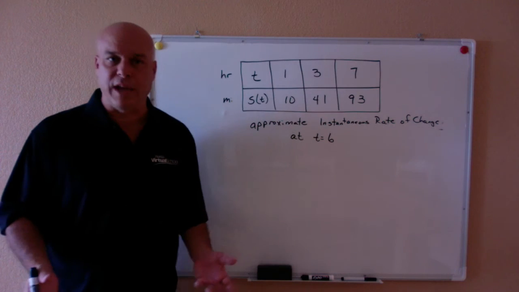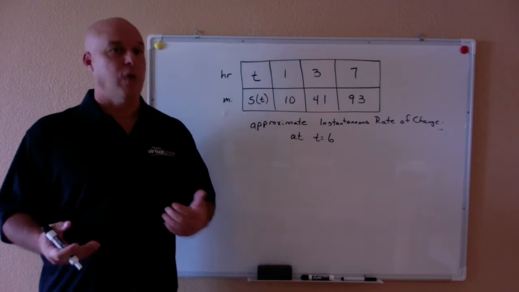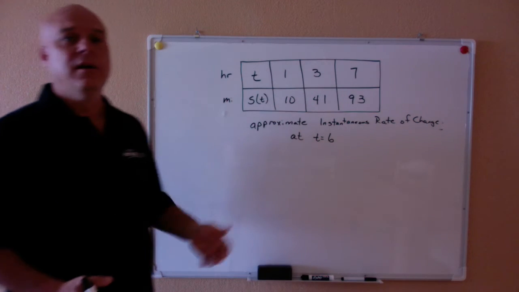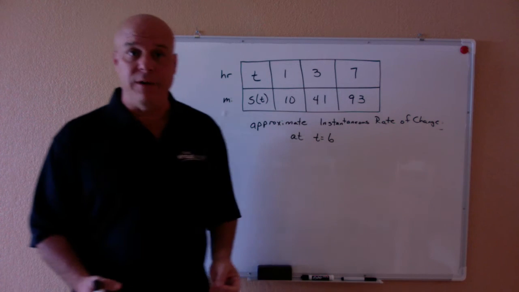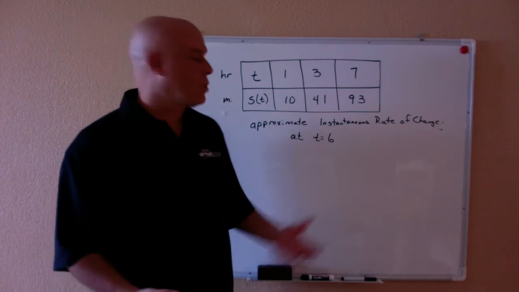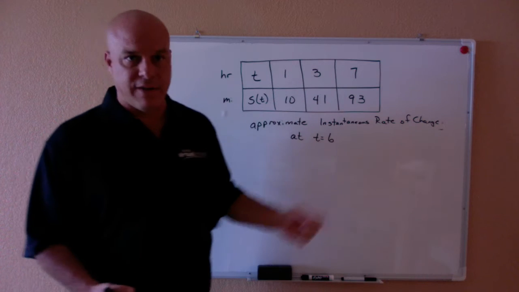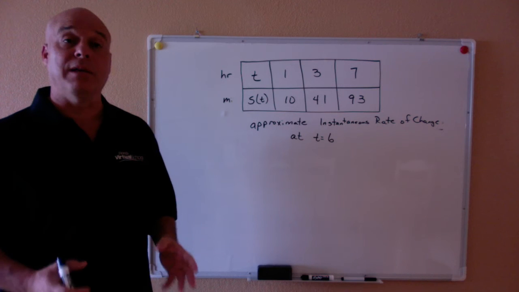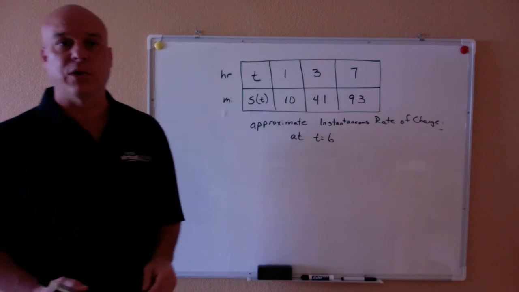Now, for right now, I don't really have a way to find the instantaneous rate of change at time equals 6. I can't tell you right now exactly how quickly that is. What I can do is use the information that I have to find how quickly the car is changing on average between 3 and 7. That should give me a pretty good estimate or approximation of how quickly this car is moving at time equals 6. Now notice that I could use 1 and 7, how quickly the car is moving between hour 1 and hour 7, but that approximation is not going to be as good as using 2 points that are as close as possible to the point that I'm actually interested in.